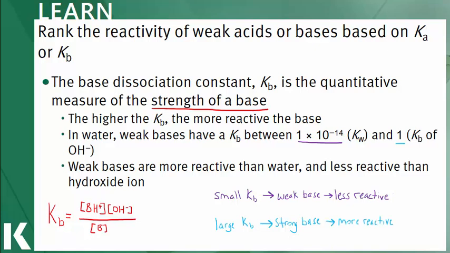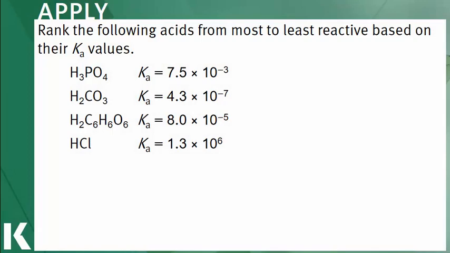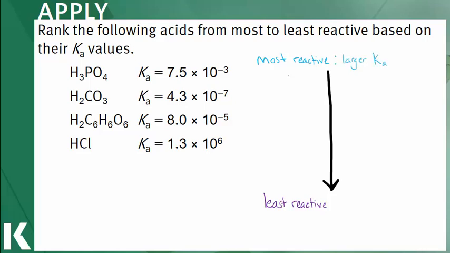Let's apply this knowledge to the following slide, where we're given acids with their Ka values and asked to rank them in order from most reactive to least reactive. If we recall the trends from before, the most reactive acids will be the ones most likely to dissociate, so the Ka will be the largest, and the least reactive acids will be the least likely to dissociate, so the Ka will be the smallest. So let's start by ranking the Ka from largest to smallest value, so we can identify the acids by decreasing reactivity.